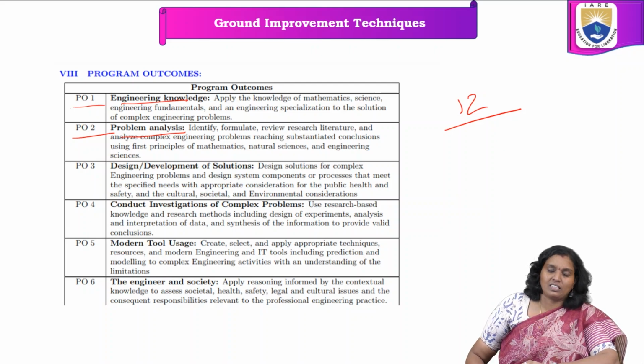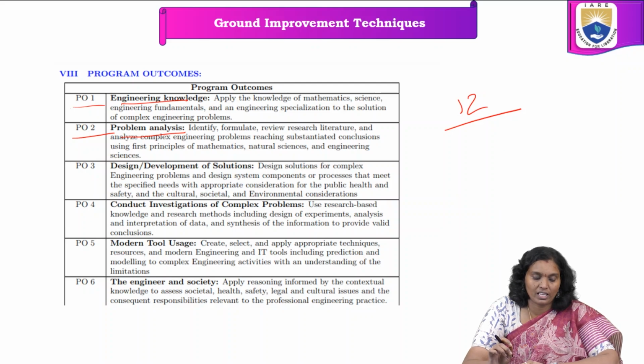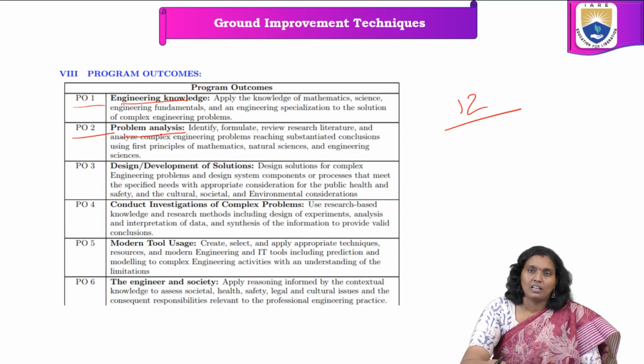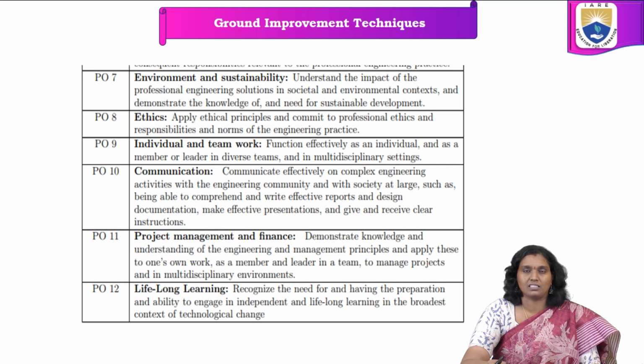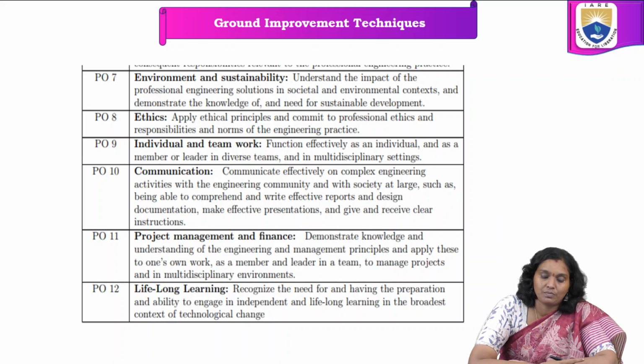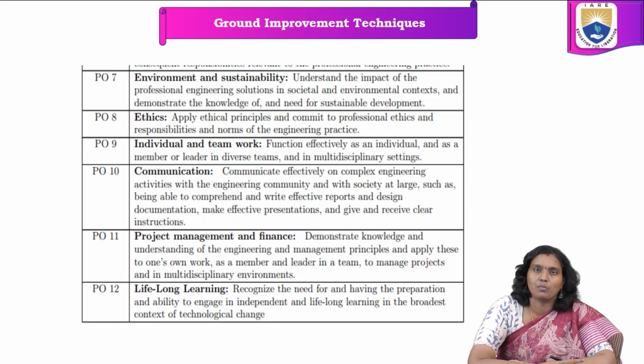In PO6, the engineer and society, apply reasoning informed by the contextual knowledge to assess social, health, safety, legal and cultural issues and the consequent responsibilities relevant to the professional engineering practice. Environment and sustainability comes under PO7. Understand the impact of the professional engineering solutions in societal and environmental context and demonstrate the knowledge of and need for sustainable development.